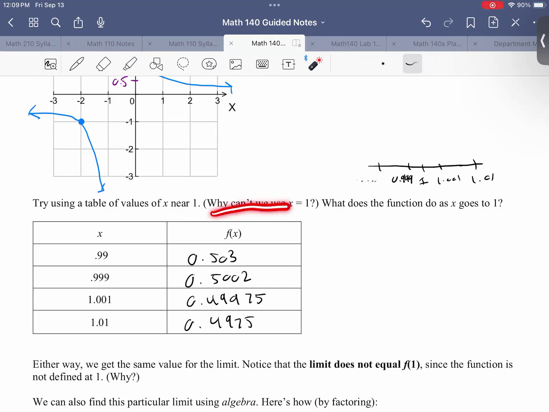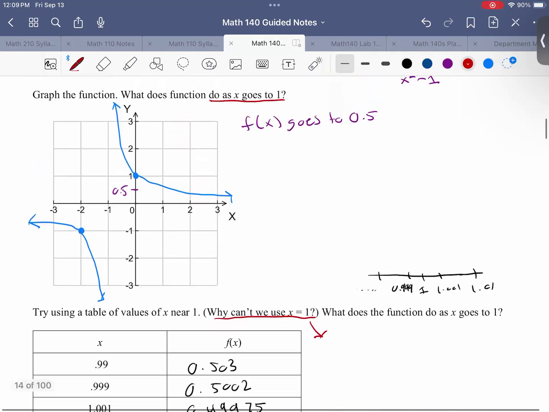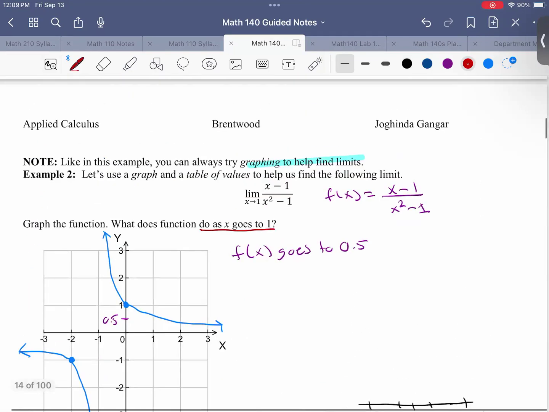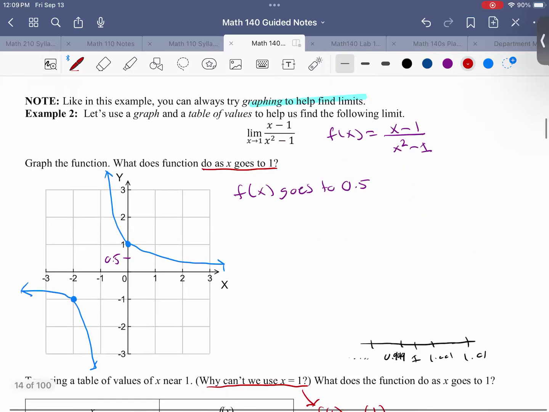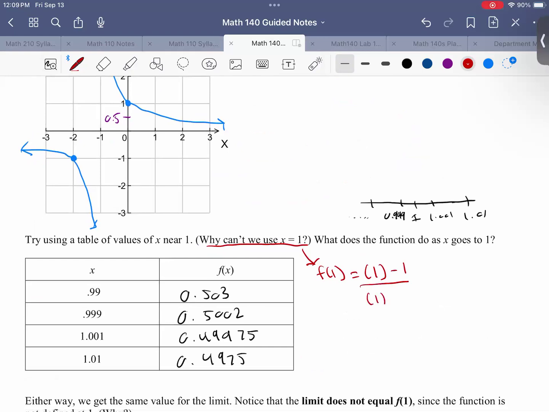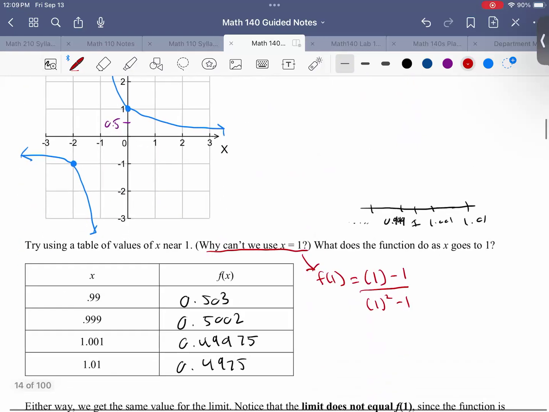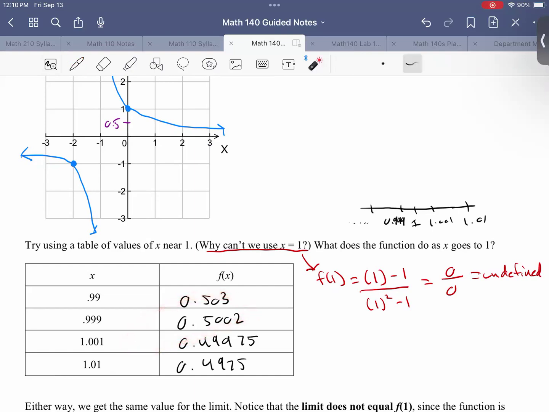So here's the next question: why can't we use x equals 1? Let's check that out. If I plug x equals 1 into that function, f of 1 is 1 minus 1 over 1 squared minus 1. If I work this out, I get 0 over 0, which is not 0, right? It's undefined. Remember, if anything is being divided by 0, it's undefined. So that's why we can't plug in 1. That won't help us at all.